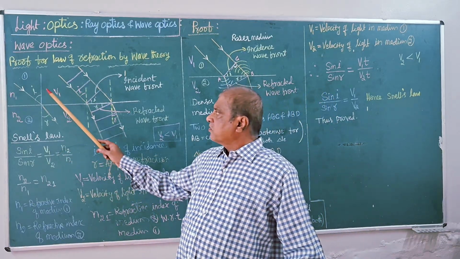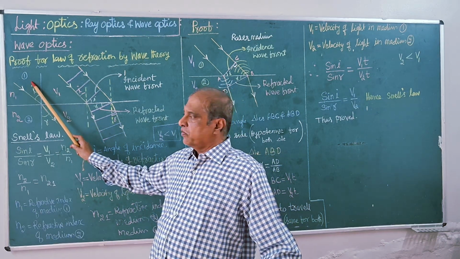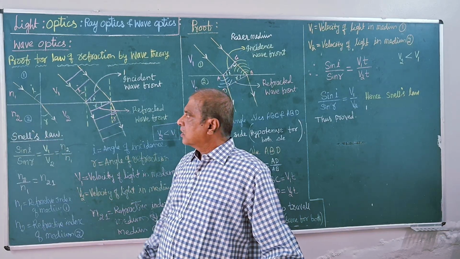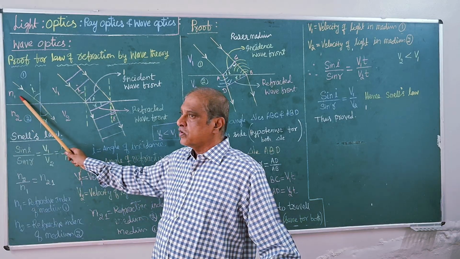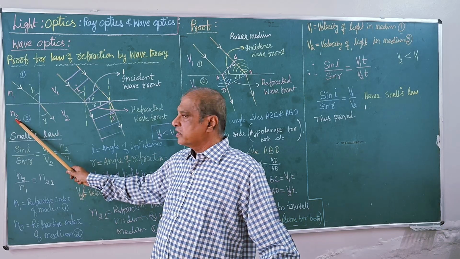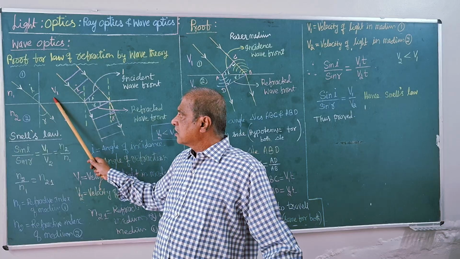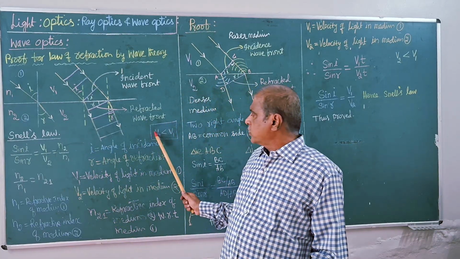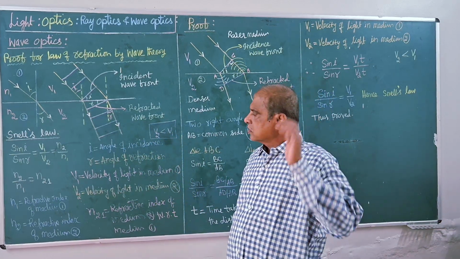When the light is traveling from one medium to another medium, let us say medium 1 is the rarer medium and medium 2 is the denser medium. Less optical density, more optical density. You have the refractive index of medium 1 and the refractive index of medium 2. And there is always a velocity difference when the light is traveling. V1 is the velocity in the rarer medium, V2 is the velocity in the denser medium, where V2 is a little less than V1.